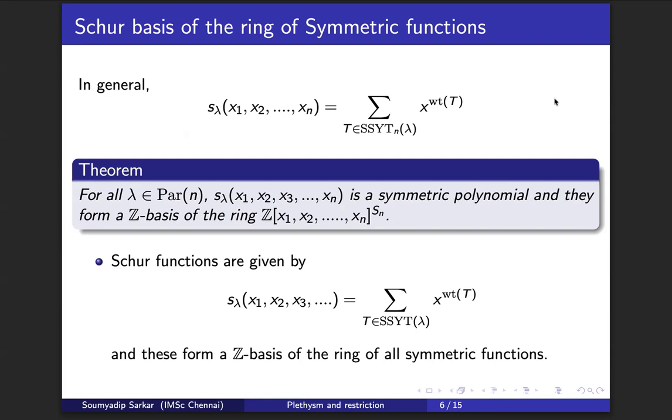First of all, it is not a trivial fact to verify that these s lambda of x1 to xn are in fact symmetric polynomials. First you have to check that, and then you can show they in fact form a basis. And if you don't want to restrict yourself to finitely many variables, you can take infinitely many variables, and this becomes a formal power series. In the context of formal power series, we usually call them Schur functions instead of Schur polynomials.